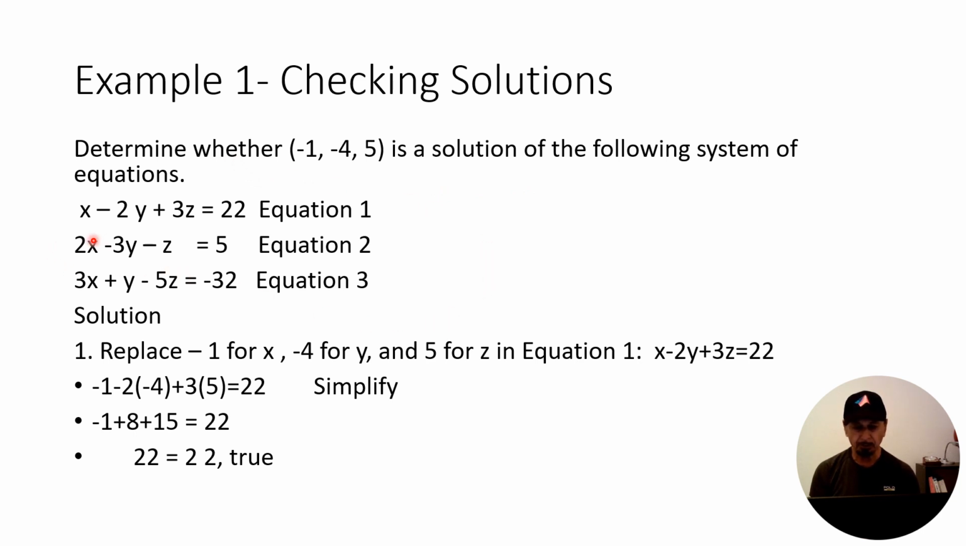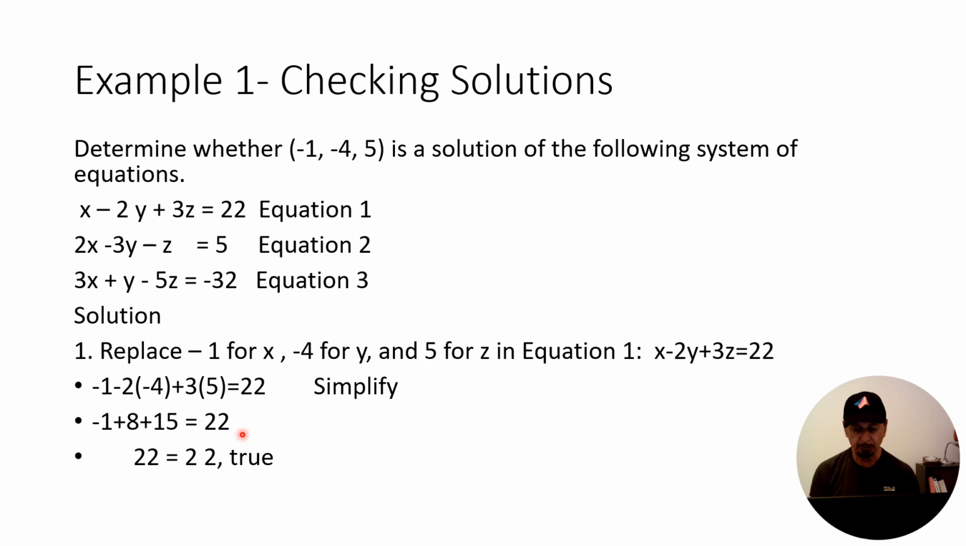So here we have equations x minus 2y plus 3z equal to 22, and 2x minus 3y minus z equals to 5, and 3x plus y minus 5z equals to minus 32. So let's check if -1, -4, 5 is a solution to equation number 1. So we're going to replace -1 for x and -4 for y and 5 for z in equation 1.